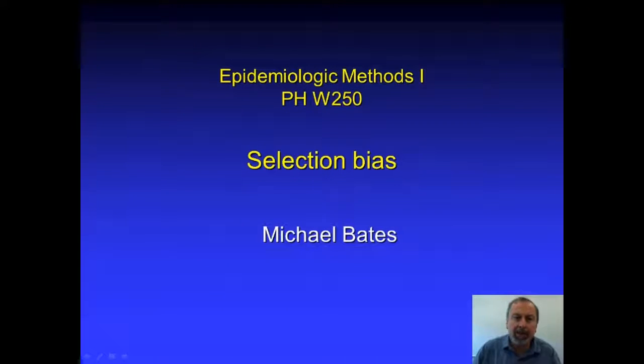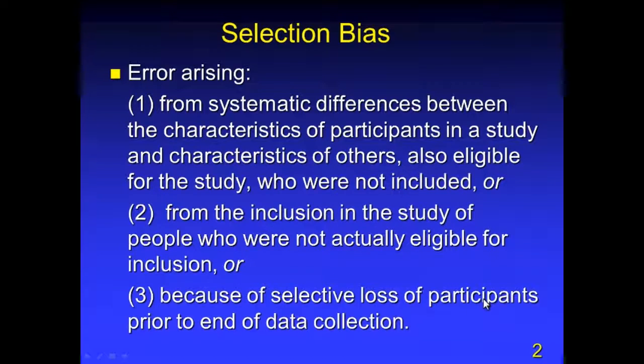In this talk I'm going to be discussing selection bias, which is one of the three main categories of bias in any epidemiology study. So how do we define selection bias? You can think of it as a systematic error arising from systematic differences between people who participate in a study and those who were eligible for the study but didn't actually end up in the study. Secondly, it can occur from the inclusion in the study of people who are not actually eligible for the study. And thirdly, a problem that occurs is selective loss of participants prior to the end of data collection. I'm going to provide you with examples of all of these three sources of selection bias.